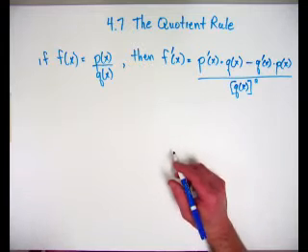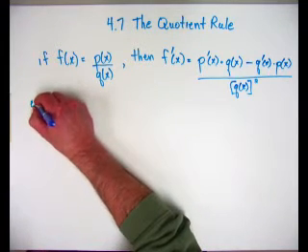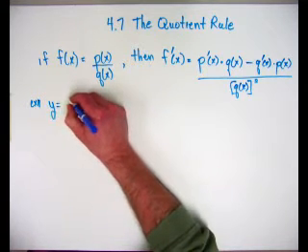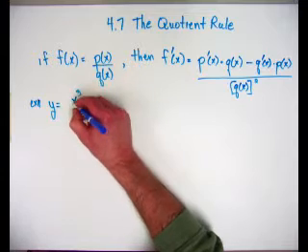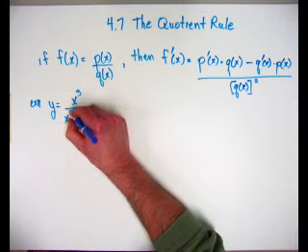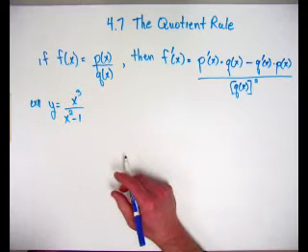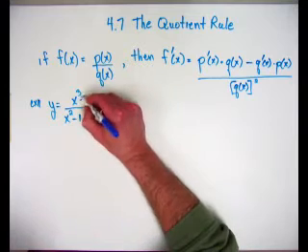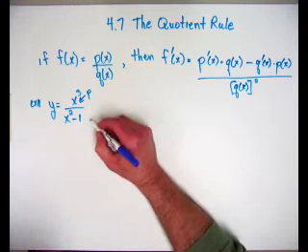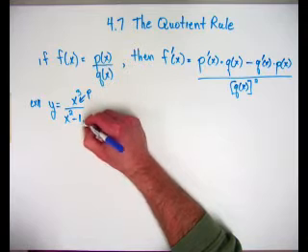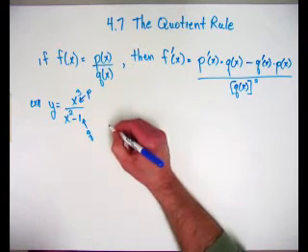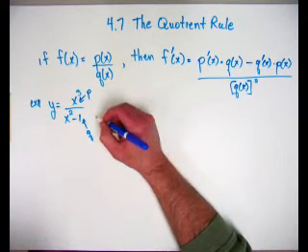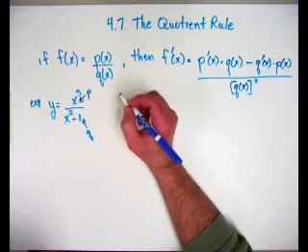So what would that look like as an example? Let's say we had the function y equals x cubed divided by x squared minus 1. So the x cubed, the numerator, is p. That's the function p. And the x squared minus 1 in the denominator, that's the function q. So what we have here is a function, x cubed, being divided by another function, x squared minus 1. And we want to take the derivative.